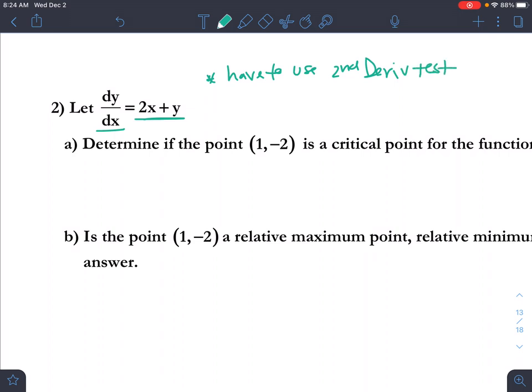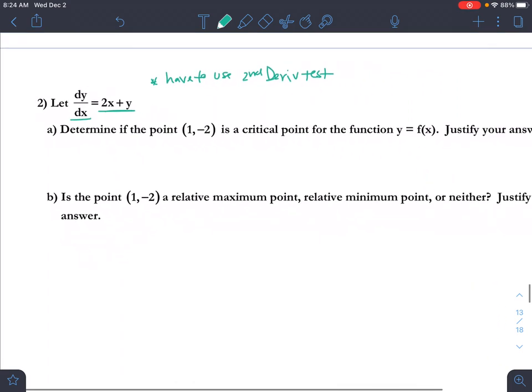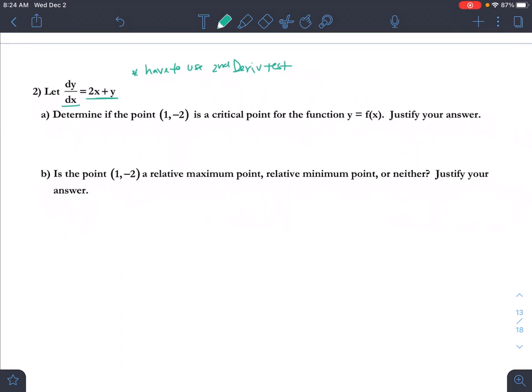The reason for that is, if I said make a sign chart, how would you set this to 0? Well, you have x and y, and you have these variables mixed up. We have no way to make a sign chart here. All right, so let's work on answering these questions. Again, we're going to use that second derivative test for local extrema.